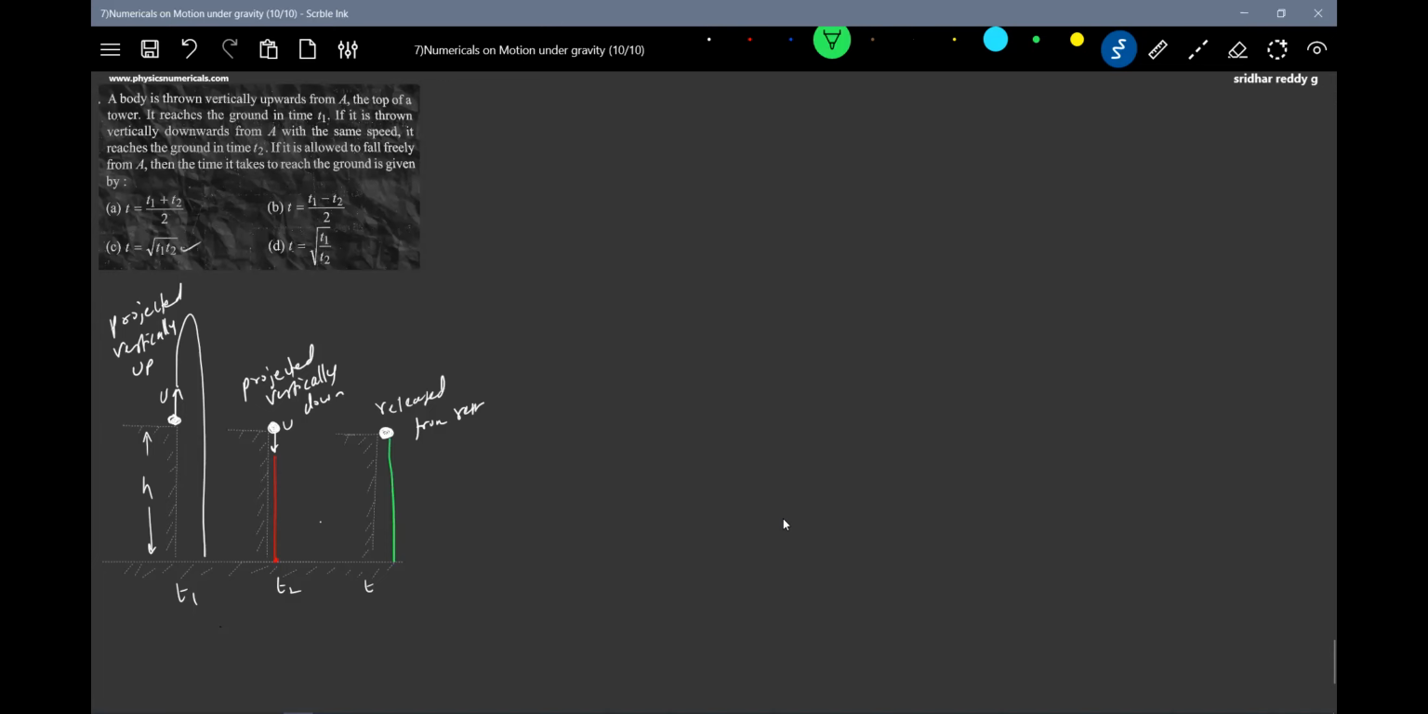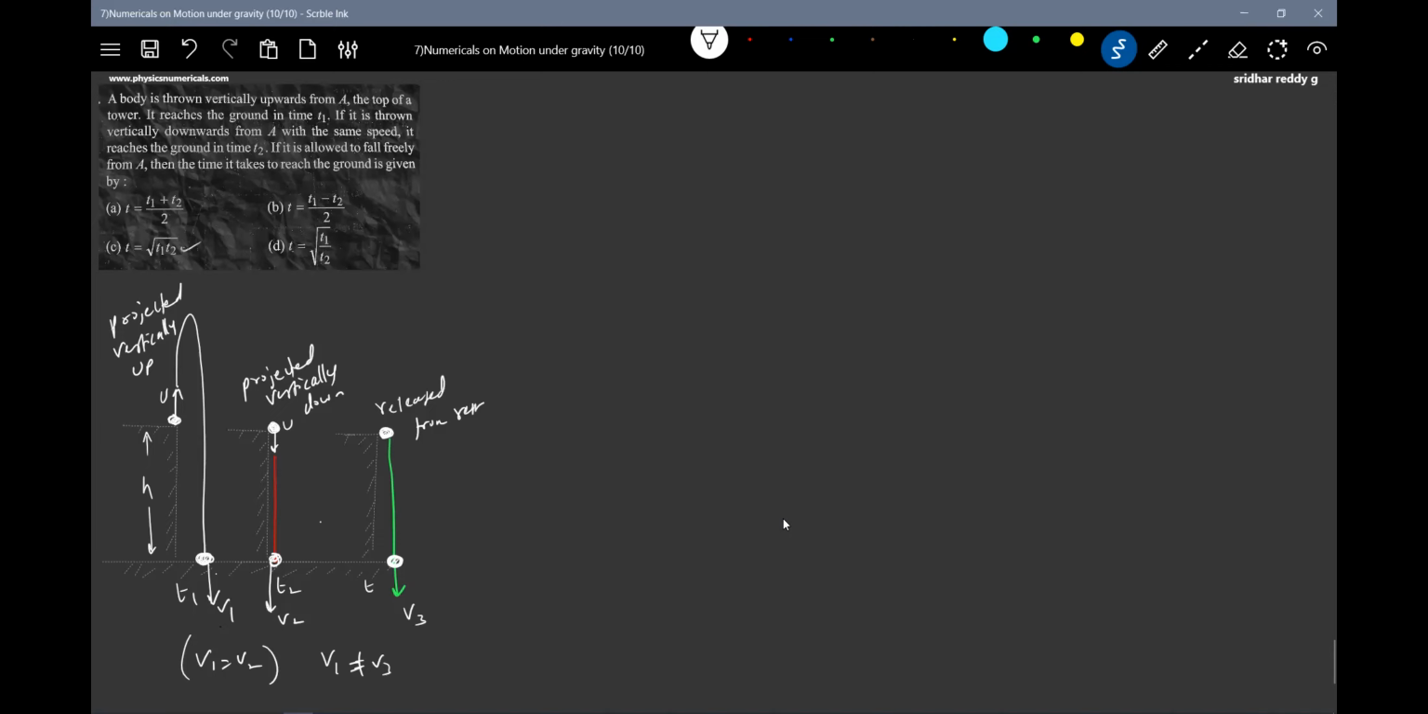You can ask a question like, what about the speed with which it will strike? Yes, it will be different. V1. Here it will come and strike. With what speed will it be striking? Yes, in these two cases, it will definitely be the same speed. Here it will be V3. V1 equal to V2 and not equal to V3. That we'll see at the end of the problem.